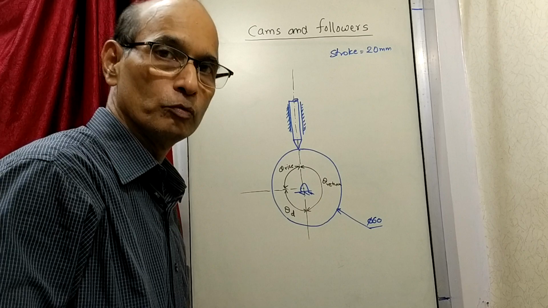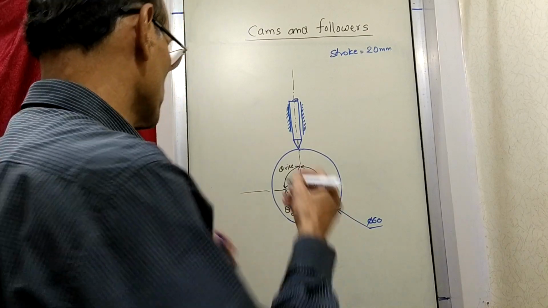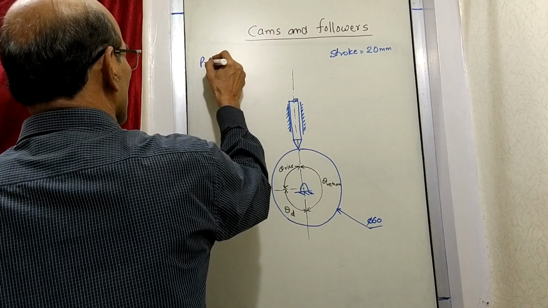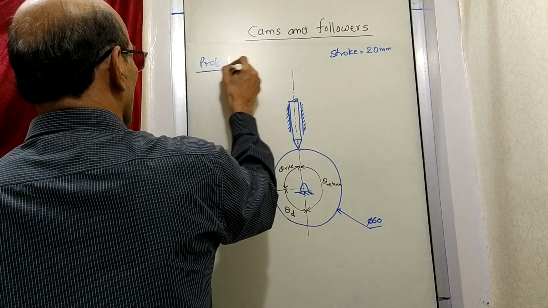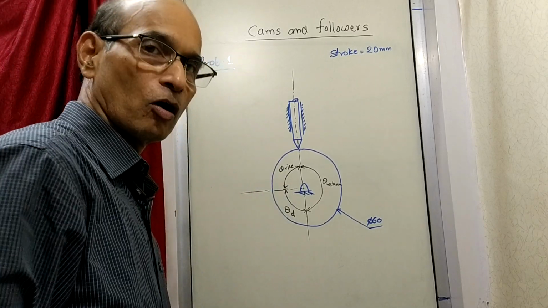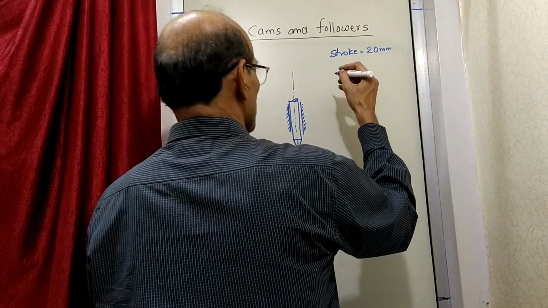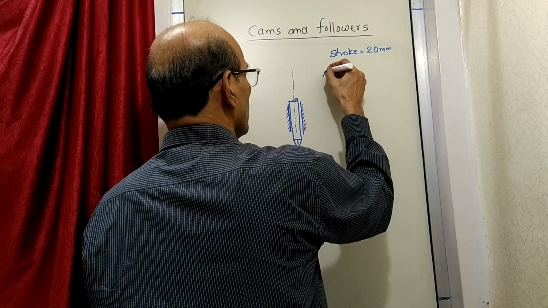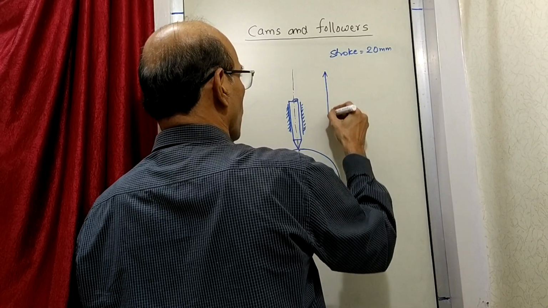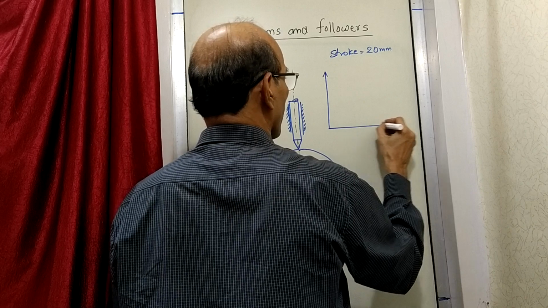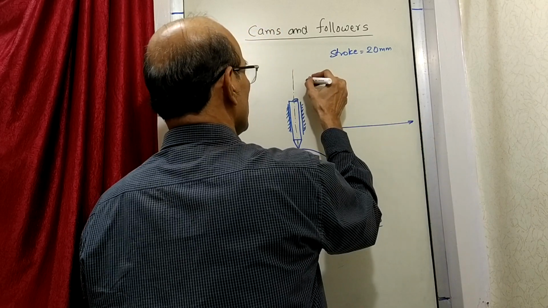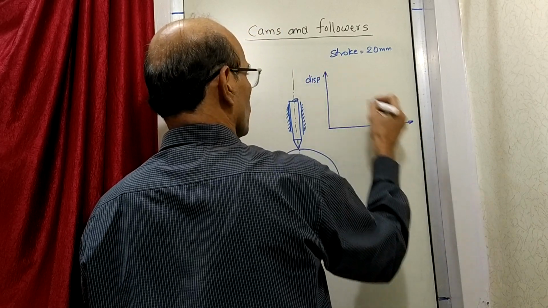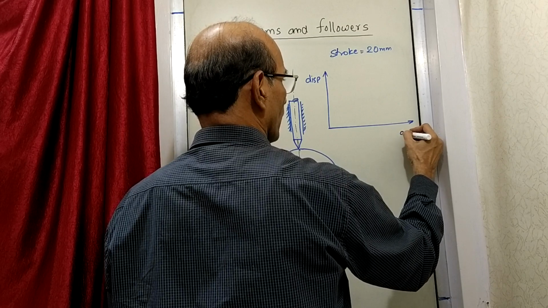Now see what we do. This is a case of constant velocity. I am talking about problem 1, and it is a case of constant velocity motion. So here we are supposed to draw a curve of displacement versus angle.